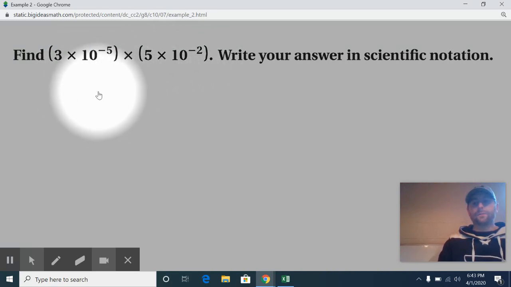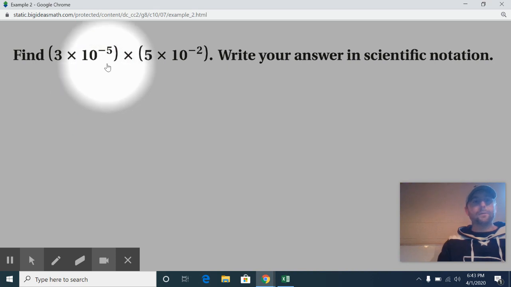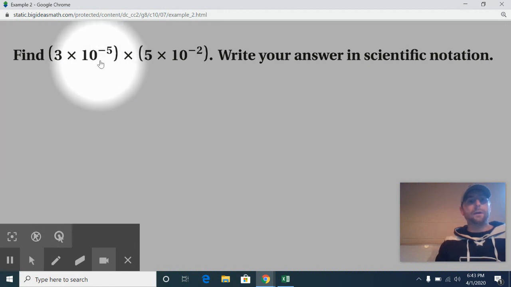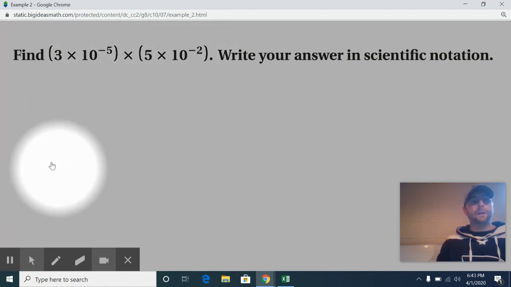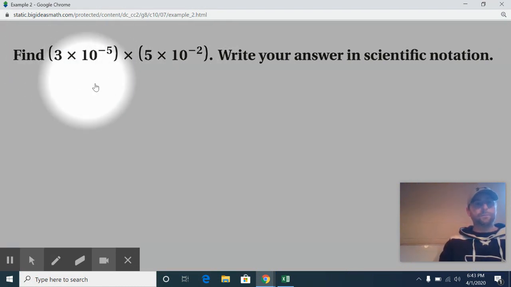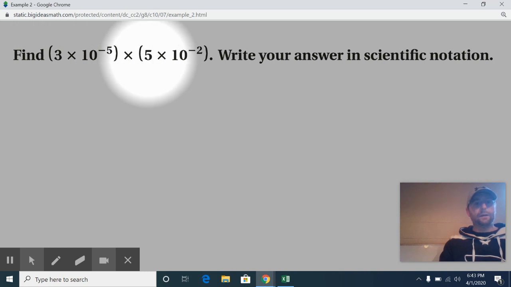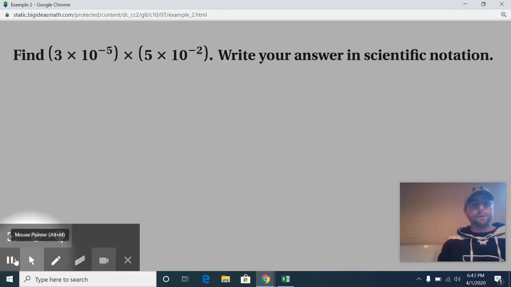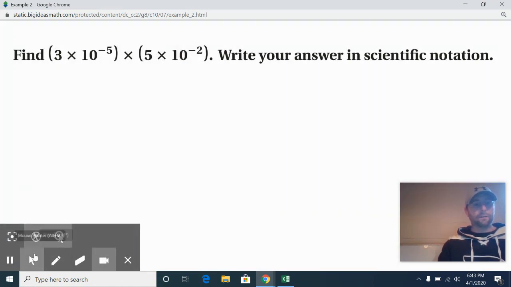we add the exponents. The difference today is that when we multiply, we're going to add the exponents for the tens. When we added and subtracted scientific notation expressions, we didn't change the exponent for the 10. Today we will. So when we multiply, we're going to add these exponents together. We're going to multiply these numbers, and then we're going to add the exponents for the tens. And it's really as simple as that.